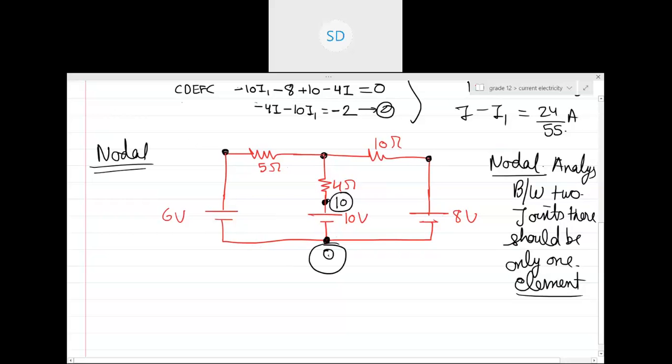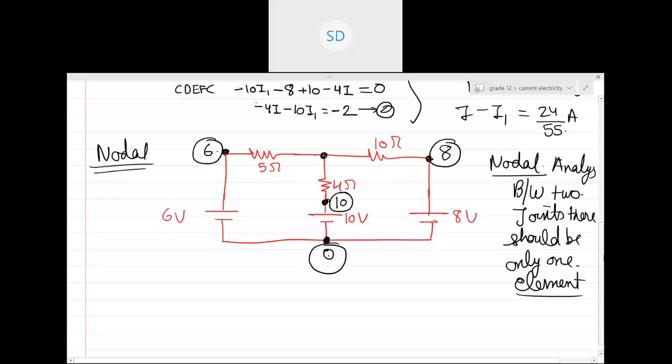What should be the potential of this point? Can you see here, this part, 6 volt? This battery will raise the potential up by 6 volt. And similarly, this will become 8 volt. What about this? Can 6 go over here? Can 8 go over here?